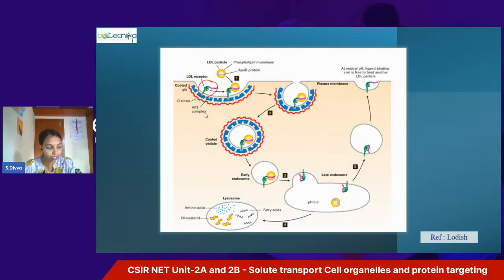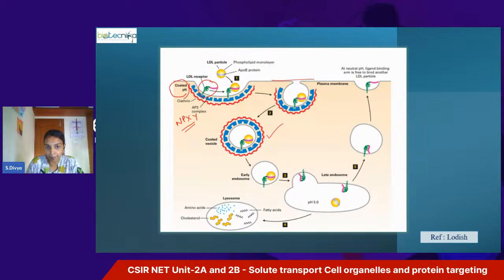Yes, you are absolutely correct, Anusha. It is NPXY. Okay, this is the conserved amino acid sequence present within the receptor. What happens here? The LDL particle goes and binds to the receptor. Which receptor? The LDL receptor present within the membrane. Clathrin coated pits will be constructed. So it will form an invagination like this. It will pinch off from the membrane.